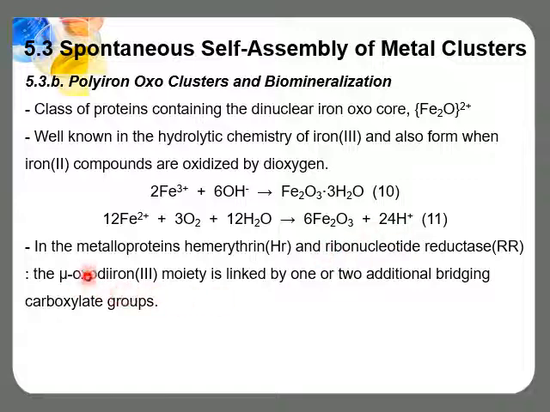The oxygen here acts as a bridging ligand, so we put the nomenclature, the letter mu, to say that oxygen is a bridging ligand. Mu-oxo diiron moiety says exactly this, the iron oxo core. And this mu-oxo iron moiety in hemerythrin and ribonucleotide reductase is linked by one or two additional bridging carboxylate groups. I will show you the bridging.